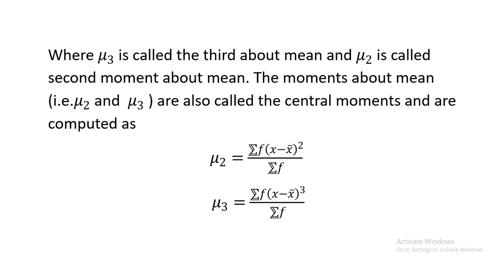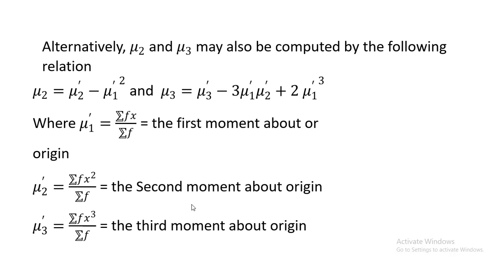Now as you can see, the second moment reflects the formula of variance. So we always say that the second moment about mean is equal to variance. The third moment about mean tells you about the skewness of the distribution. The formula written out here is for group frequency distribution and for simple frequency distribution. Alternatively, mu2 and mu3 can also be computed by the following relations.